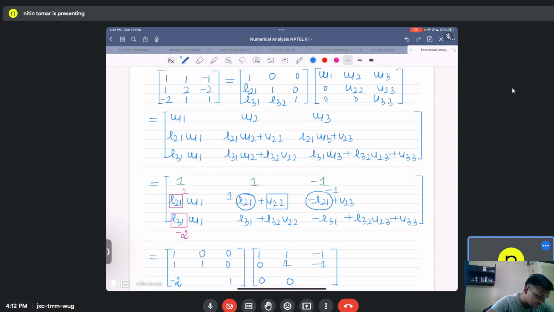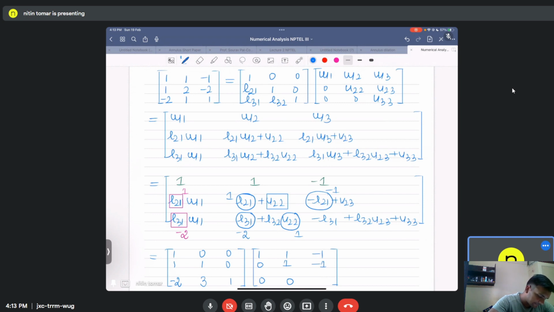L31 and L32. L31 is also given, right? This is minus 2 and u22, as you are saying, is 1. So what should be L32? 3, 2. I think 3. 3, sir. 3, yes, 3. Okay. Yes, sir. So now only one entry is left, U33.